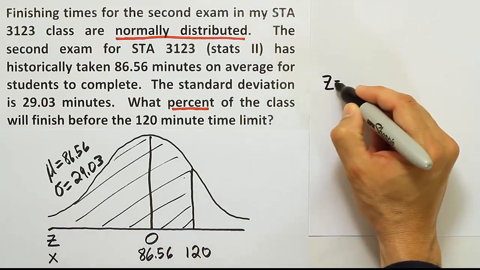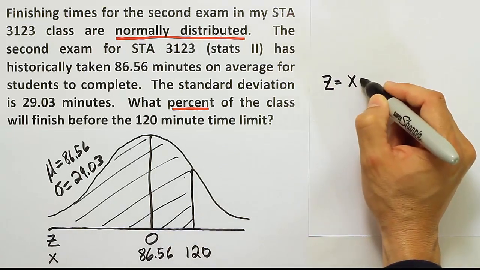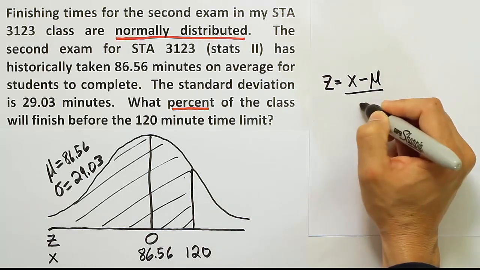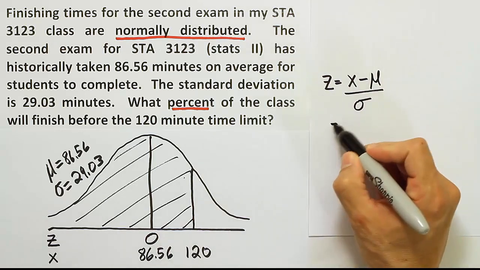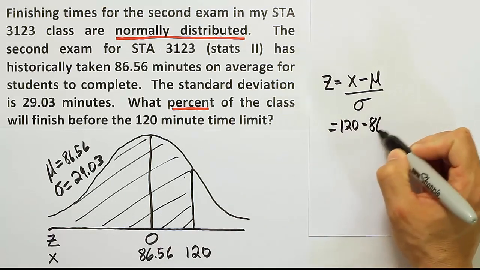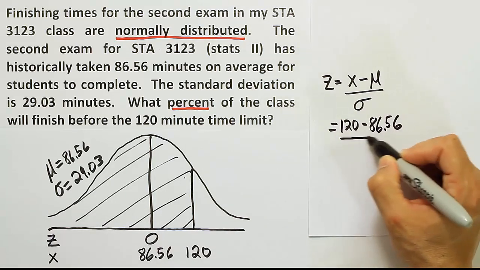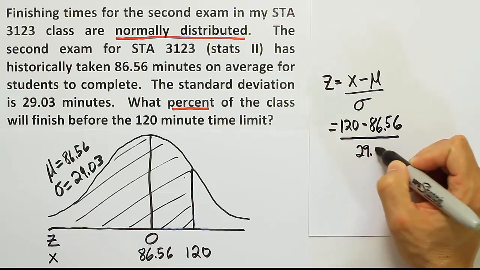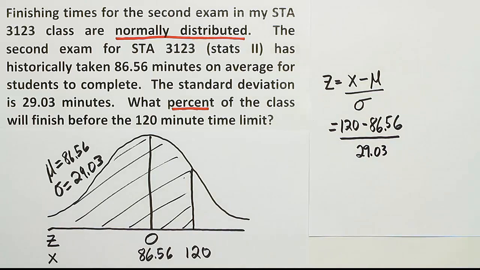The z-score formula is pretty easy. It's the score you want to convert, x, minus the mean over the standard deviation. So in our case, the score we want to convert is 120. The mean is 86.56. And the standard deviation is 29.03. So let's work that out and see what that gives us.